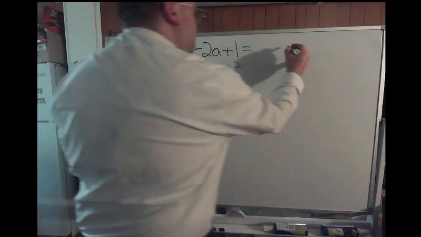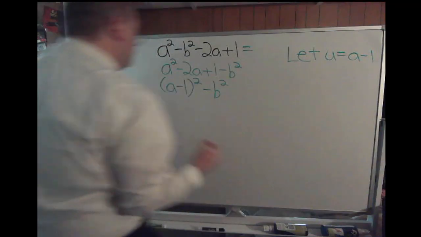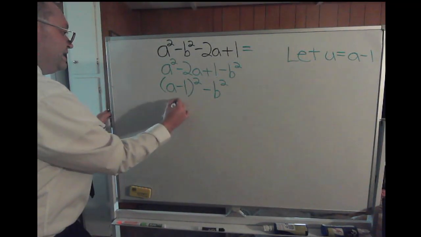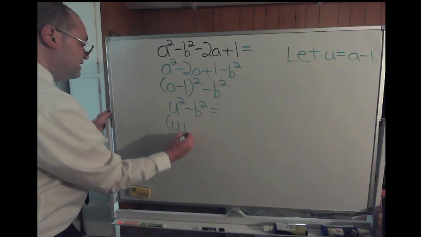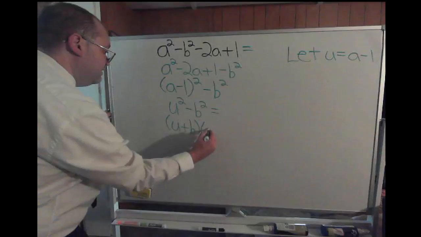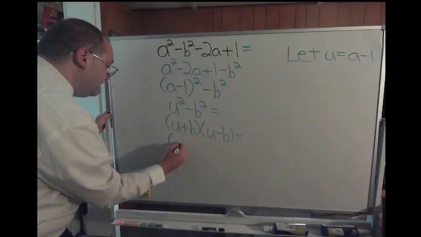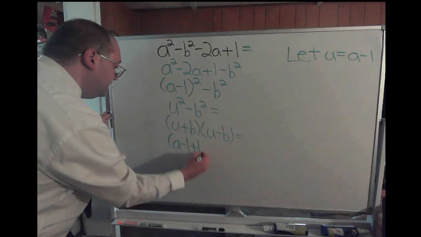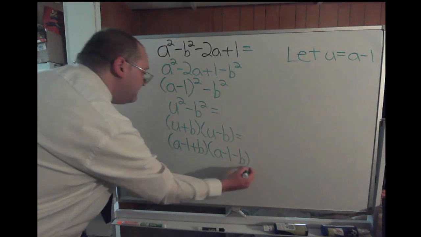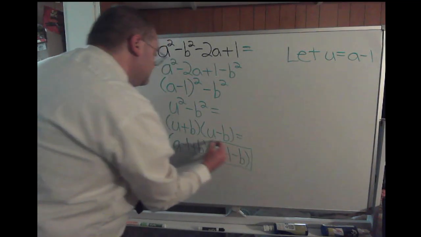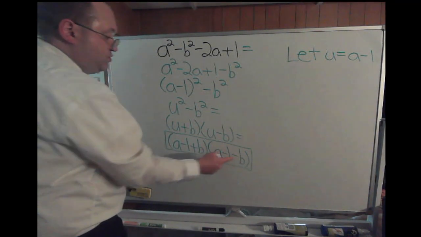And I would let u equal a minus 1. So u squared is what you would get now, minus b squared. Factor that, you would get u plus b times the quantity of u minus b. Put the value of u back in, you would get the quantity of a minus 1 plus b times the quantity of a minus 1 minus b. So the factorization of this is a minus 1 plus b times the quantity of a minus 1 minus b.